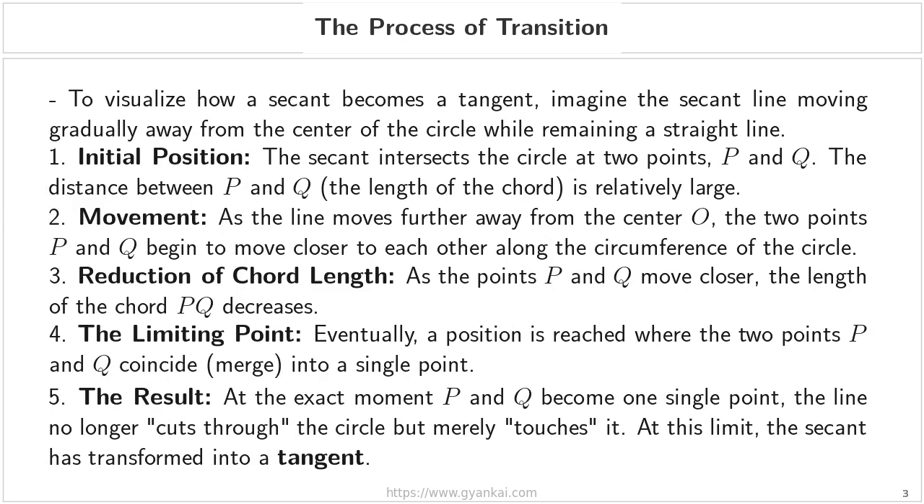Finally, we see the result. At the exact moment that P and Q become one single point, the nature of the line changes. It no longer cuts through the interior of the circle. Instead, it merely touches the edge. At this precise limit, the secant has officially transformed into a tangent. To help you see this in a more practical, everyday context, let's look at the next slide, where I'll use the analogy of a sliding ruler.